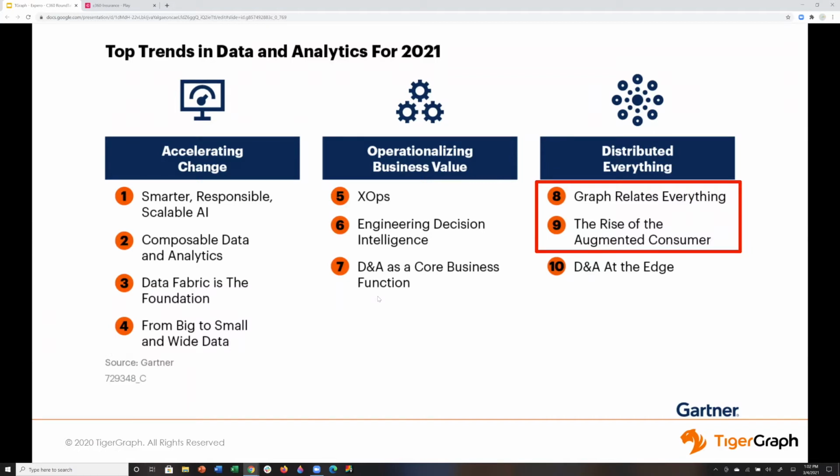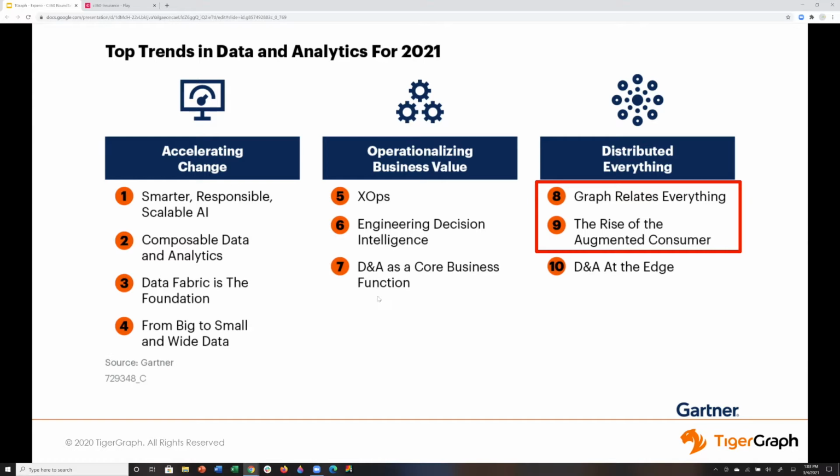One of the things that's interesting is I'm actually surprised that Gartner is digging into data and analytics and really doubling down on their focus on graph in ways that is a wonderful and happy surprise for all of us. Obviously, in terms of accelerating change, we know about AI and composable data and analytics, how data fabric is so important. And when we go from the big to the small and wide data, but then we also are talking about how to operationalize this business value in terms of cross-organization operations, engineering decision, data analytics is a core business function. That's moving things into the core in ways that wasn't before.